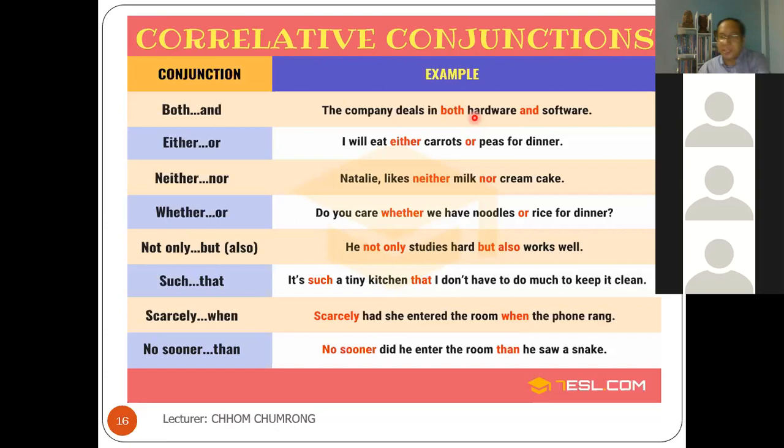Faulty parallelism. Noun, noun. For example, both... and... The company deals in both hardware and software. Either... or... For example, I will eat either carrot or pea for dinner.